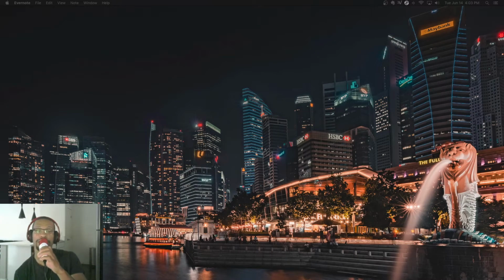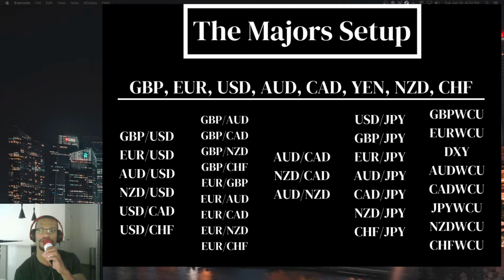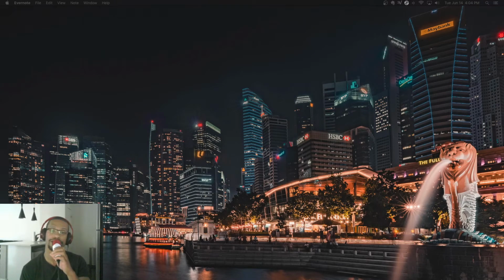I trade what I've named the majors setup, and this is all of the currencies and pairs that get the most action, and that includes the Great Britain pound, the euro, the US dollar, the Australian dollar, the Canadian dollar, the Japanese yen, the New Zealand dollar, and the Swiss franc, and all of their relevant pairs. It's important to trade pairs that are getting a lot of action from different traders and banking institutions all around the world. These are the pairs where patterns show up best, and they tend to have a low spread, which makes trading them a lot easier in comparison to something like an exotic pair or a crypto, for example, that usually have really high spreads.